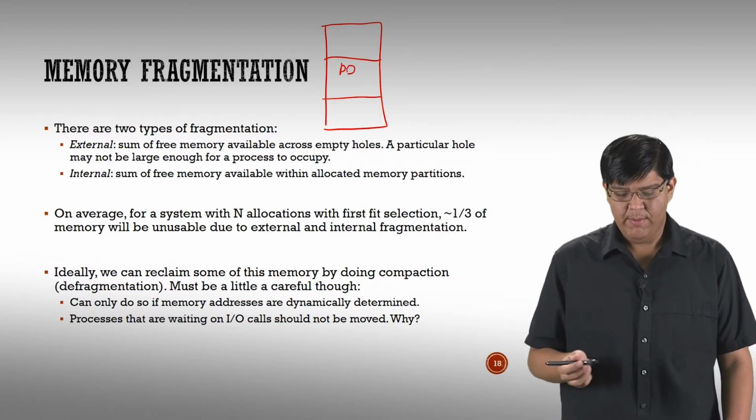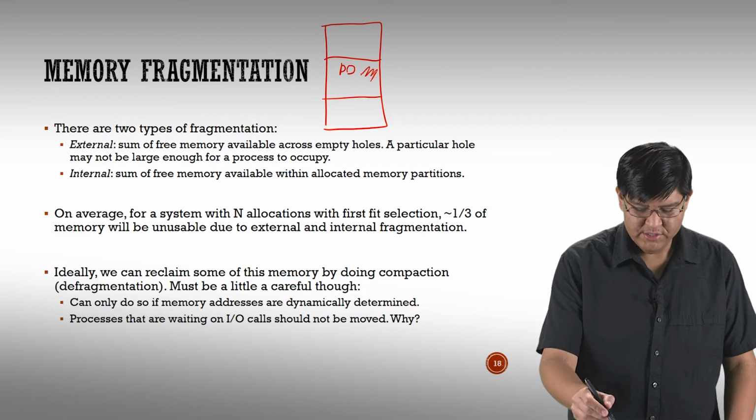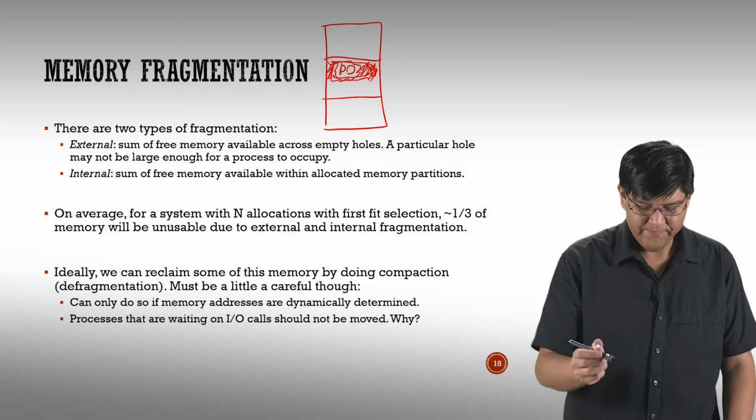And for the sake of argument here, let's say that P0 is not using all of the space. So let's say it's just using the top. So I'm going to sketch in the rest of the stuff there. Let's just assume that it's not used. Okay, so we have this going on.